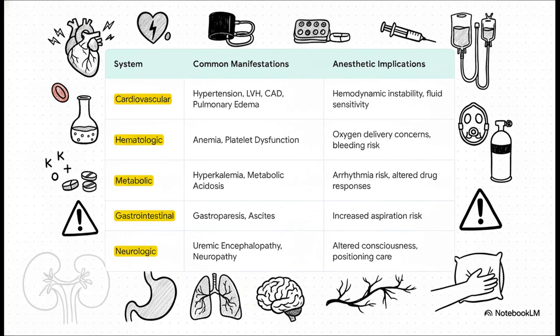This table really drives that point home. Just look at the cardiovascular column. These patients often have hypertension, LVH, CAD. They are primed for hemodynamic instability. Then you've got anemia and platelet dysfunction, which means you're worried about both oxygen delivery and bleeding risk. And of course, the metabolic chaos of hyperkalemia and acidosis puts them at huge risk for arrhythmias. And we can't forget gastroparesis, a classic aspiration risk. So every single system on this chart is waving a red flag at us that we have to address preoperatively.